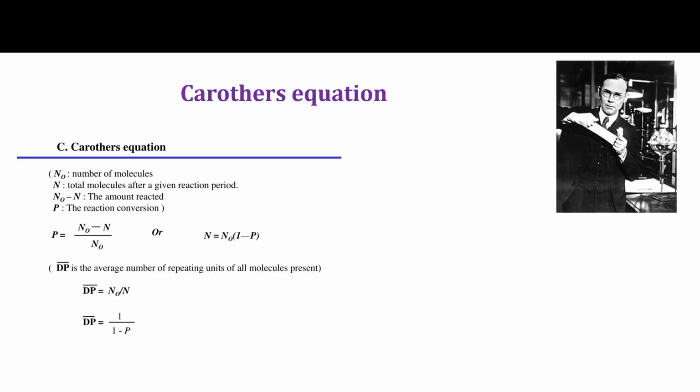So now we are going to discuss condensation polymerization. This is Wallace Carothers, who gave the Carothers equation. He was working at the DuPont industry, which mainly made synthetic polymers, and DuPont was the first to make the nylon 66 polymer.